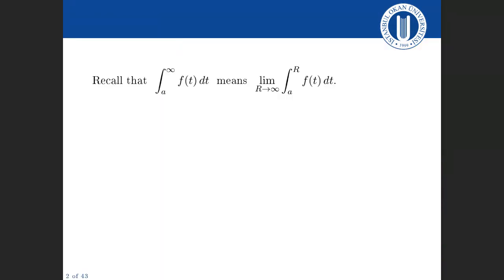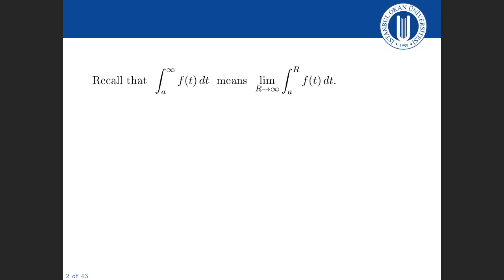If I want to do an integral from a to infinity of f of t dt, what this really means is the limit as some number, let's say a capital R, tends to infinity, of the integral from a to capital R of f of t dt.